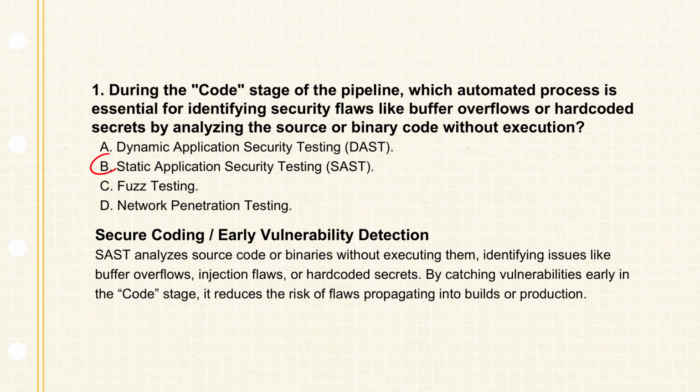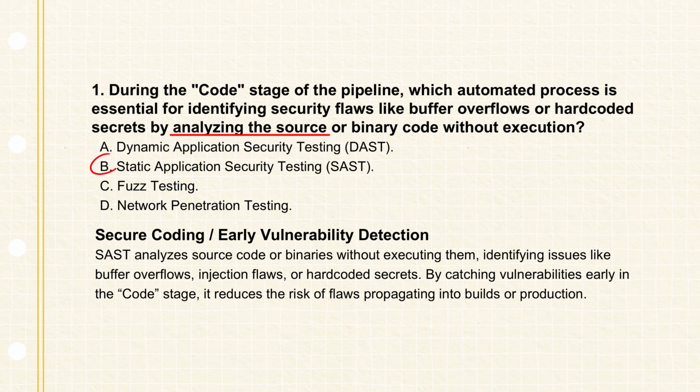SAST is basically your code's first line of defense. It's foundational. It analyzes the source code or maybe the compiled binary, but crucially without running it. Think of it like a really meticulous proofreader checking the blueprints before construction starts. Its purpose is immediate feedback, catching those specific classic flaws that you can spot just by reading the code. We're talking buffer overflows, dodgy coding patterns specific to the language, and the big one, hard-coded secrets left lying around.